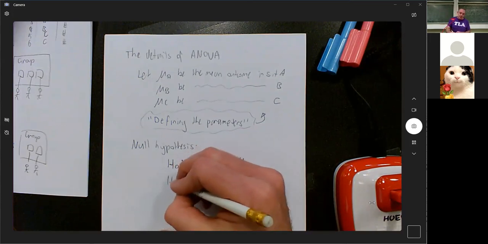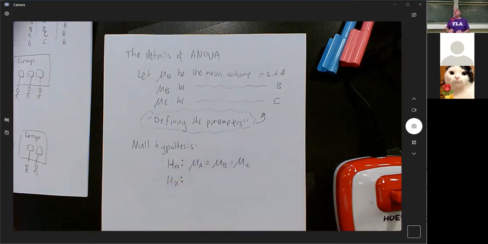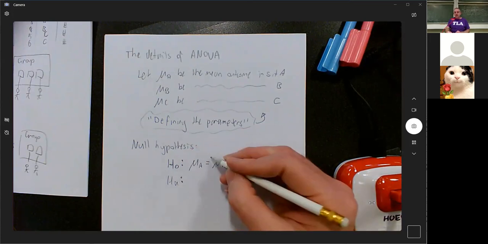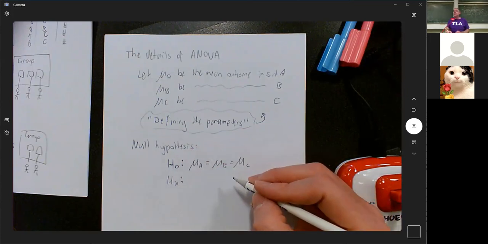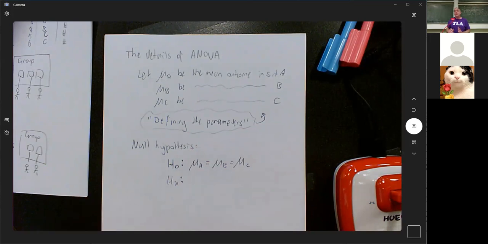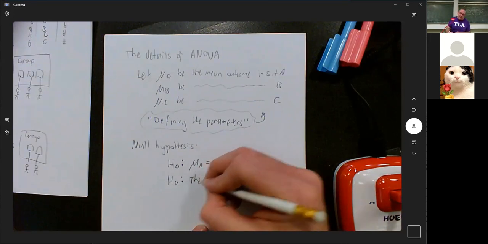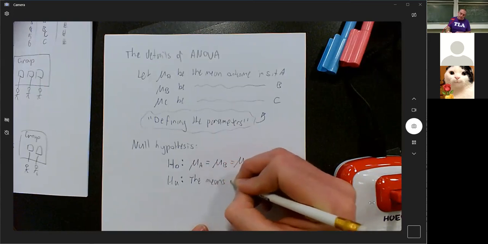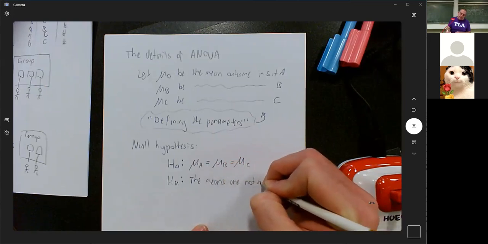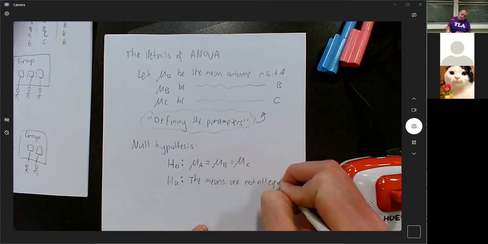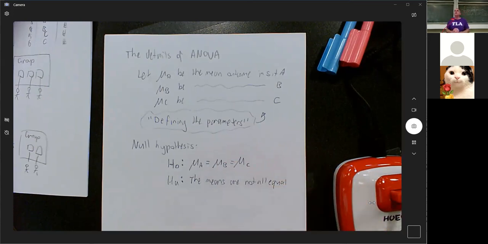And then the alternative hypothesis has to be written in words. You can't just put a not equal to in front of those, because it's possible to conclude that they're not all the same, even though two of them are, because the third one could be different. So it's totally okay for two to be equal and the other one to be different, and it would still break the null hypothesis. And so you would have to say, the means are not all equal.